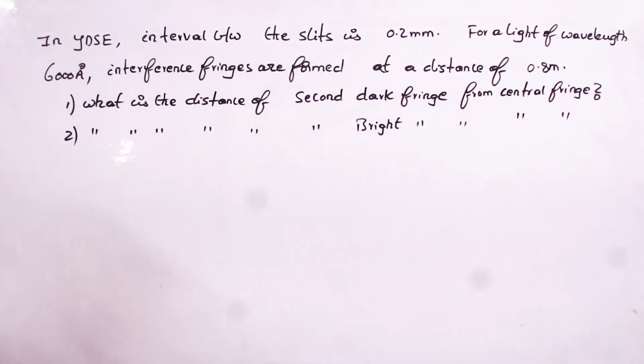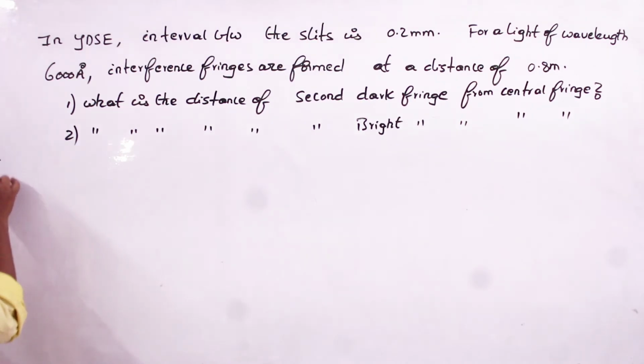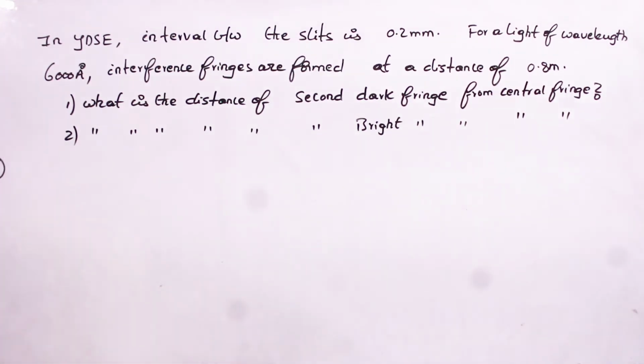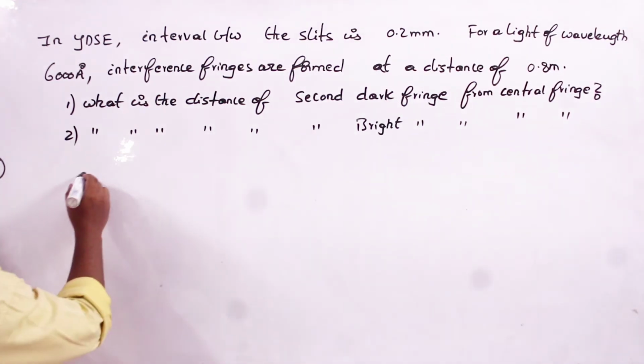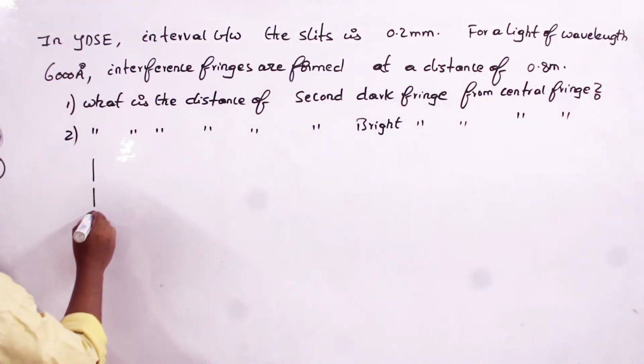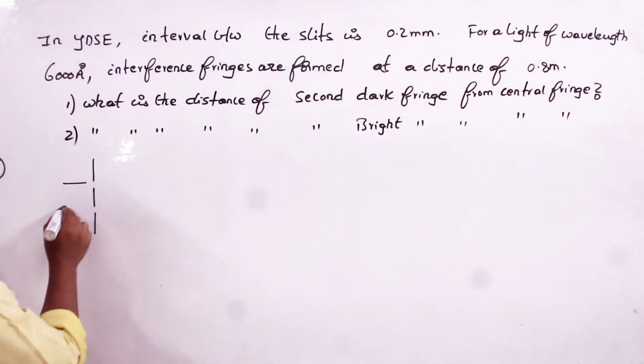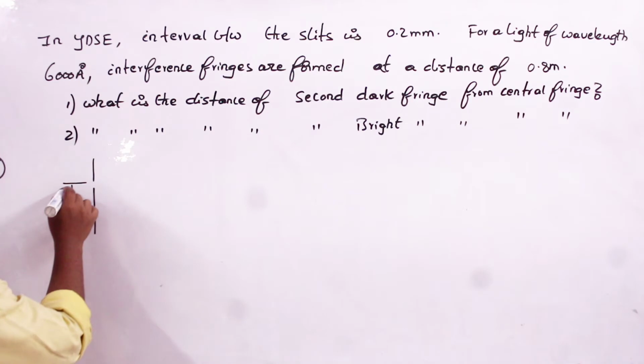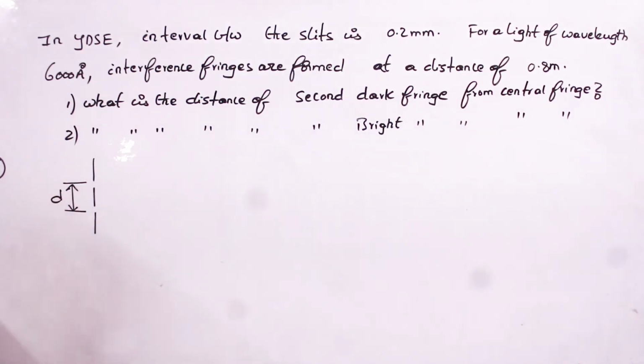So in Young's double slit experiment, the interval between two slits is 0.2 mm. What is meant by the interval between two slits? Small d. See, these are two slits, no? So this distance is called small d.